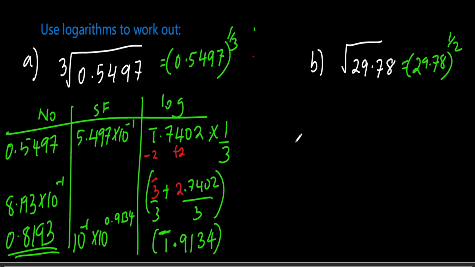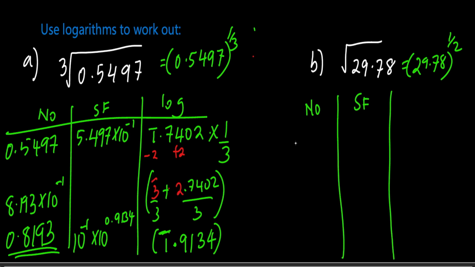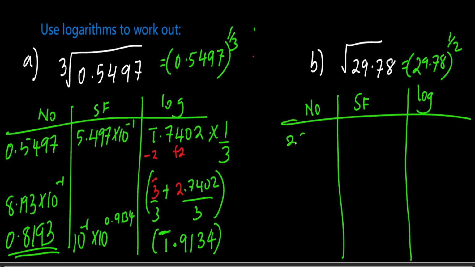Now, how about the other one then? You do the same thing. So we have the number, the standard form, and the logarithm. Then the number is basically 29.78, standard form 2.978 times 10 to the power of 1. So your characteristic is not bar, it's supposed to be 1 point.